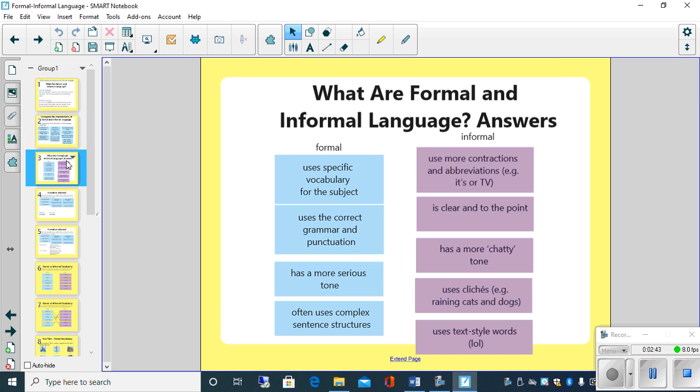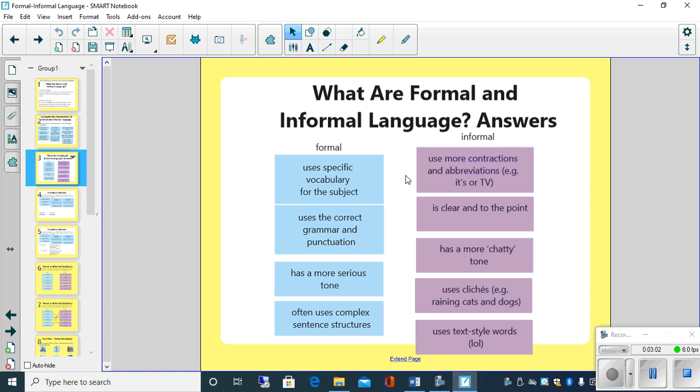Right, welcome back, children. Were you able to identify the language features here? So the formal language features: uses specific vocabulary for the subject, uses the correct grammar and punctuation, has a more serious tone, and often uses complex sentence structures.